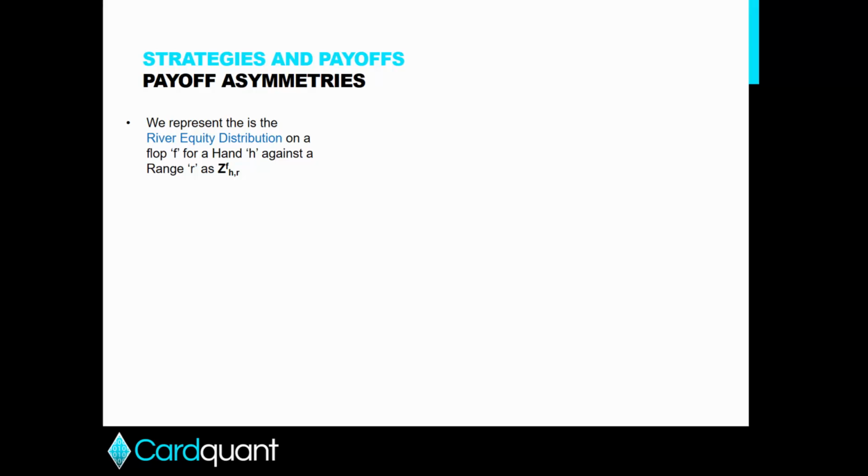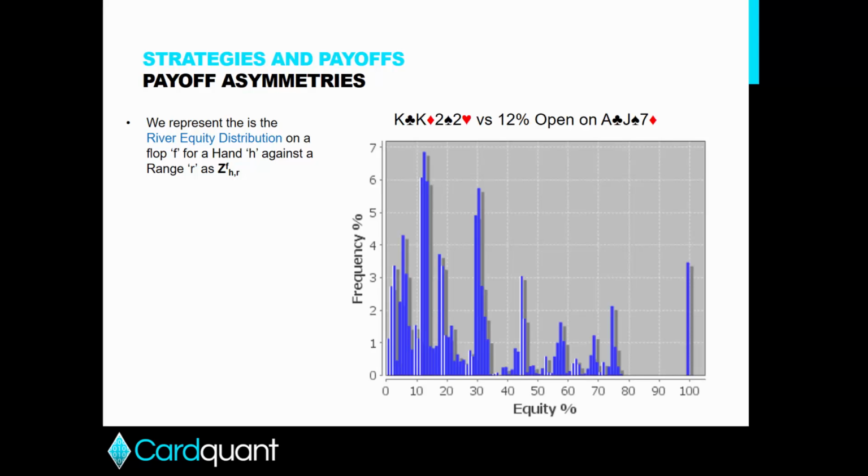So we represent the river equity distribution on a flop F for a hand H against a range R, a lot going on now, as Z, with F in the superscript and H, R in the subscript. So here I've got an example of king, king, deuce, deuce versus this 12% open on ace, jack, 7.